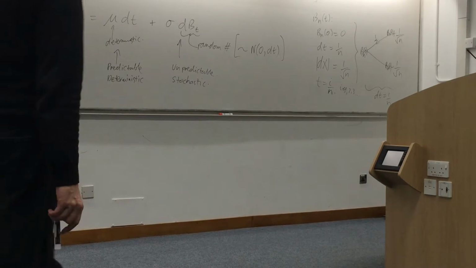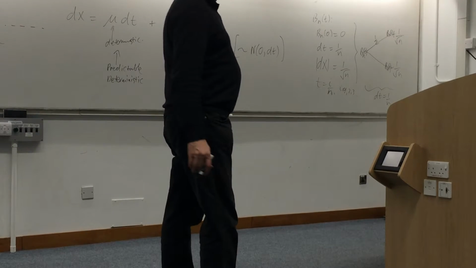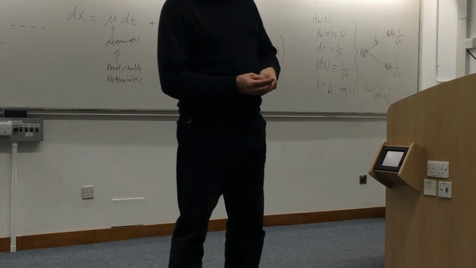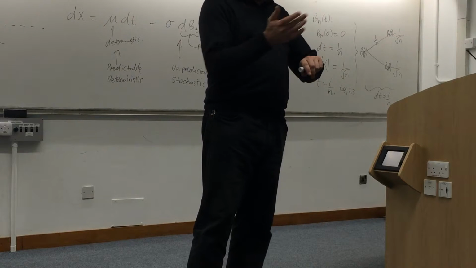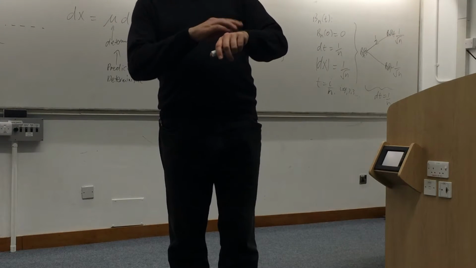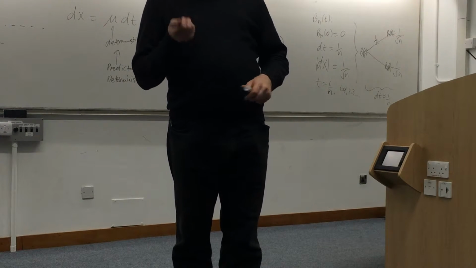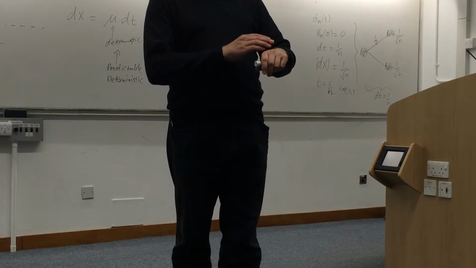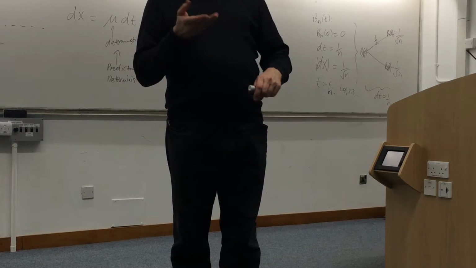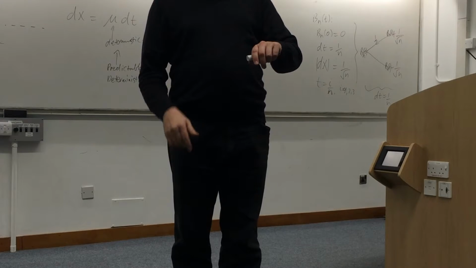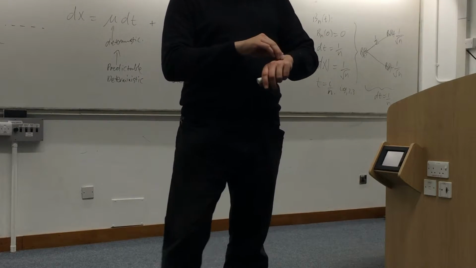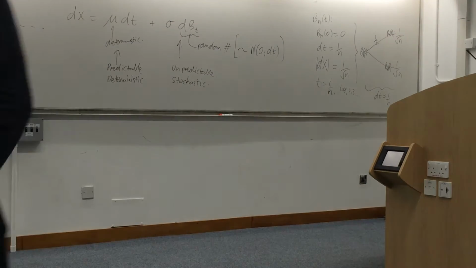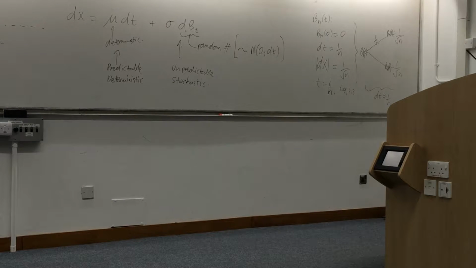So essentially what I do is start at 0, take a coin and toss it, and if it comes up heads, which it did, I go up 1. Next time step, toss it, it comes up heads again, I go up again. Next time step, toss it, it comes up tails, I go down. So you just keep tossing the coin each time and you go up or down.